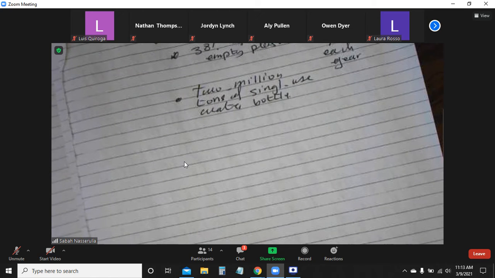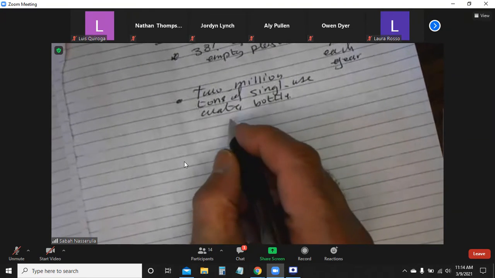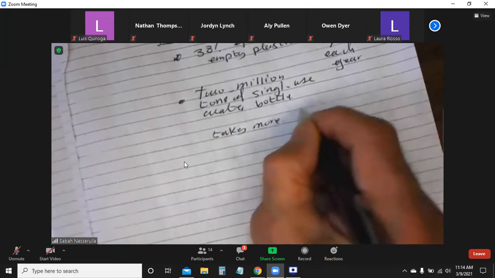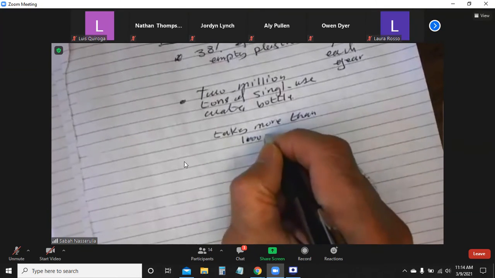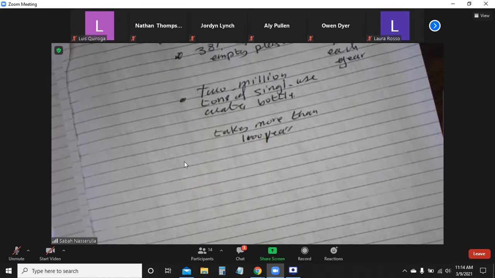Did you follow this? Now, most plastic is non-degradable and takes a very long time to degrade. Basically, this plastic requires more than 1,000 years to degrade. To mention this point, discarded water bottles take more than 1,000 years to biodegrade. I think we follow that.